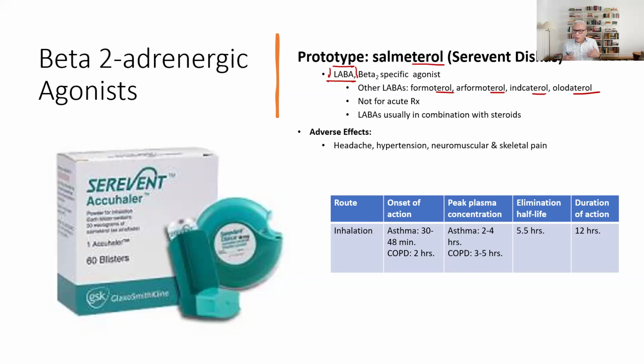So are these medications therefore given to rescue an acute attack? And the answer to that is no. It usually is used in conjunction with other medications such as steroids to control the symptoms of asthma and prevent bronchospasms in patients with asthma.